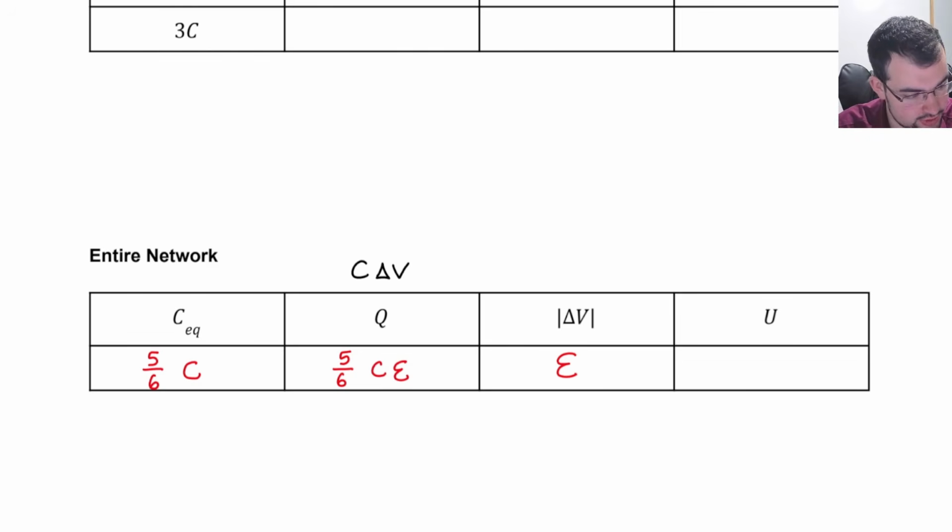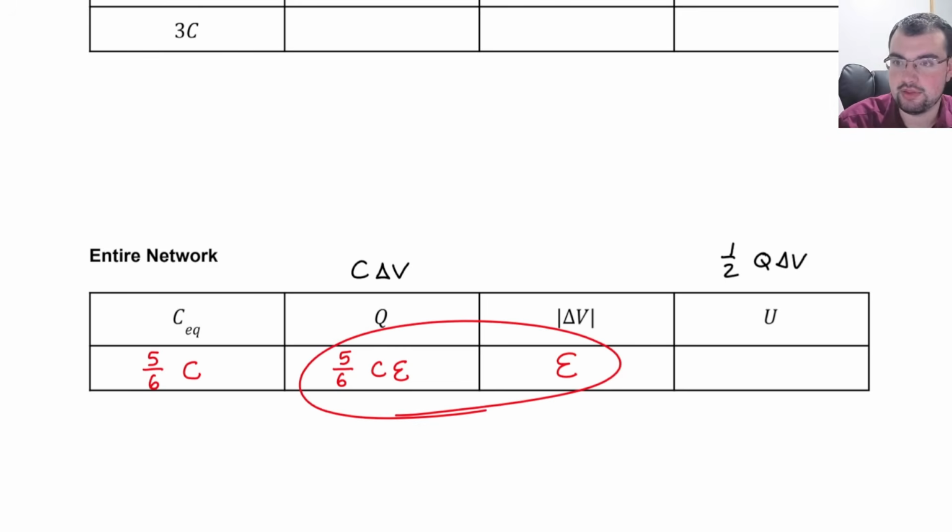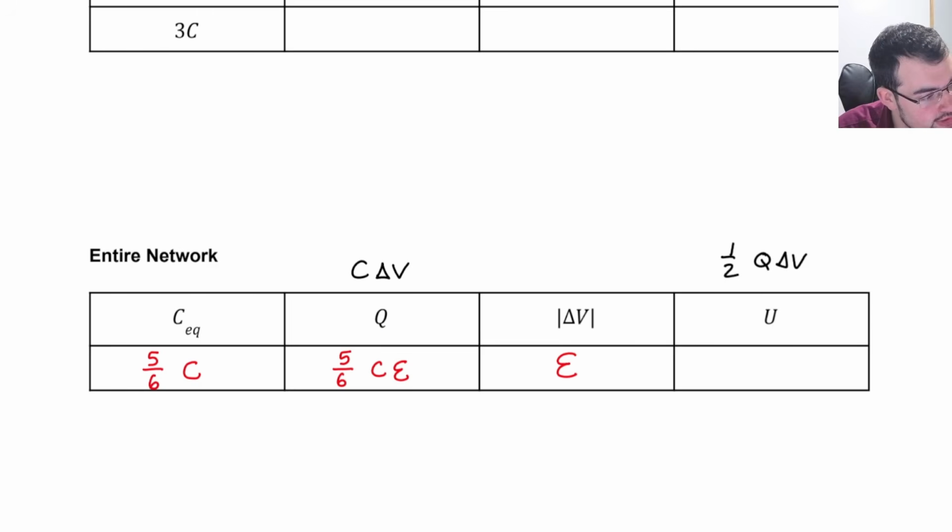So the total energy stored is just going to be 1/2 Q delta V. So I can multiply these two numbers and then divide by 2. So I would get 5/12 C times script E squared. All right, why does that help?